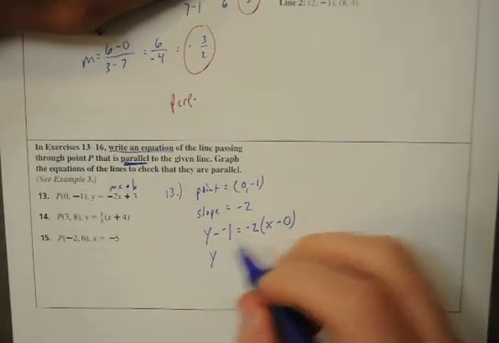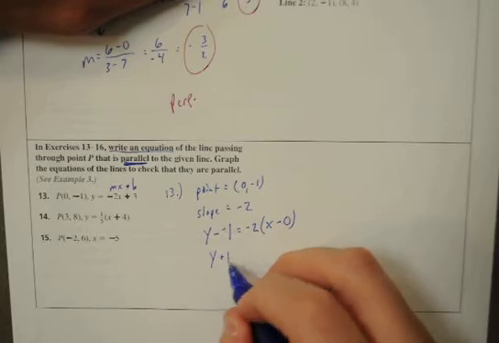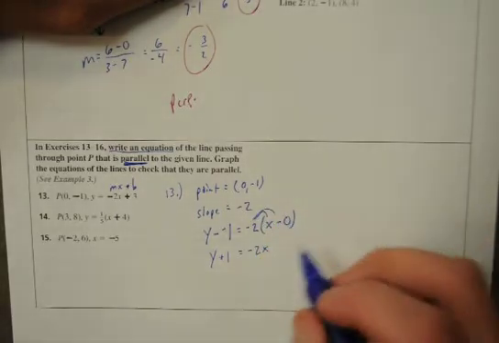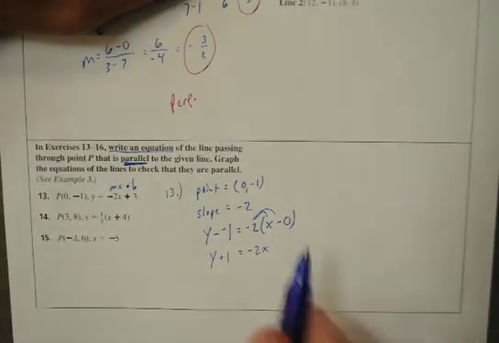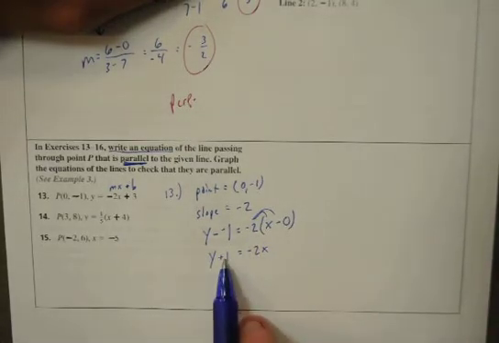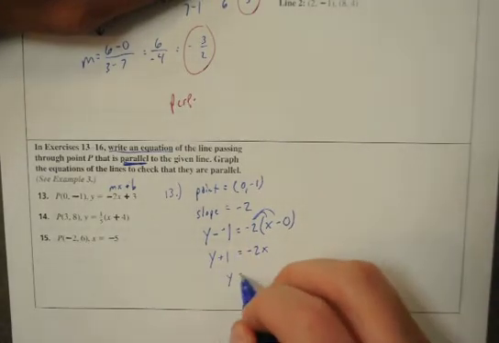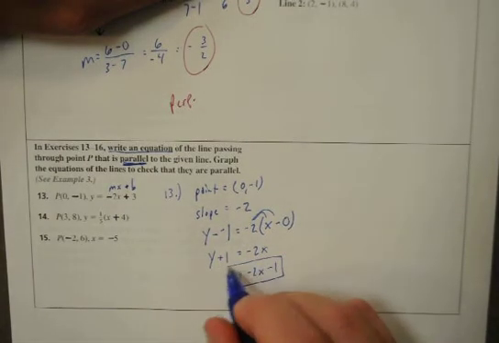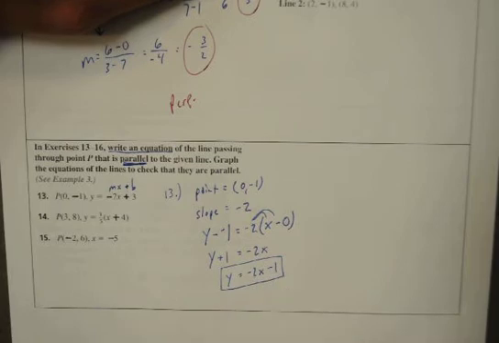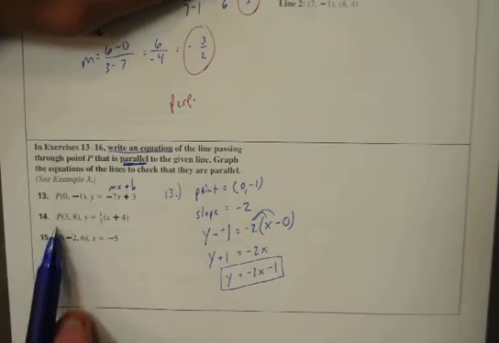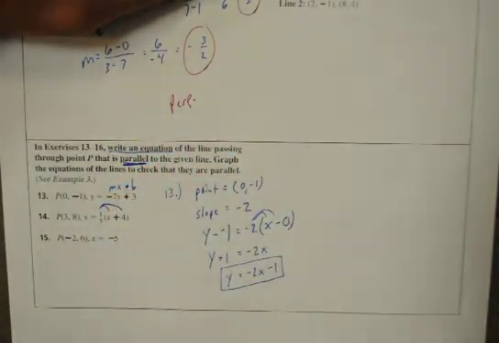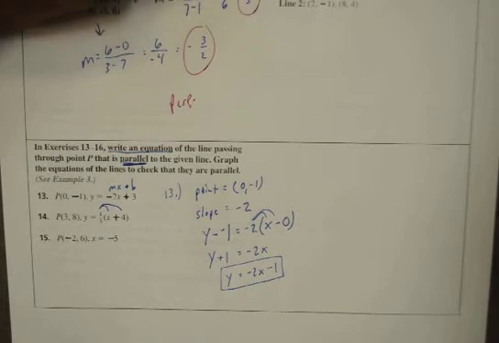So let's make it pretty. y plus 1 equals negative 2x, and then that's just 0. So now bring this over, and now we have our line in slope-intercept form. So there it is. For this one, make sure you distribute that 1/5, and then you'll have your slope.